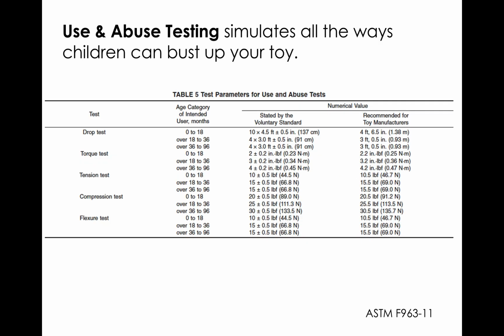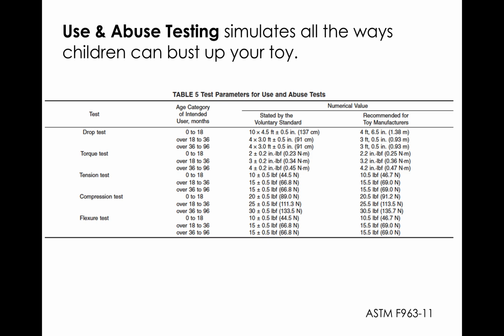For use and abuse testing, the big bit of information is Table 5. So Table 5 from the standards, you're going to see a table that looks like this. There are 5 different tests. They don't always all apply to your particular toy design, but one that always is going to be the drop test. Drop test, torque test, tension test, compression test, flexure test. So it's basically dropping the toy and then twisting, bending, or squishing it, or pulling on it are the other ones. So let's just focus on the drop test for a moment. What needs to happen with your toy to pass the drop test?